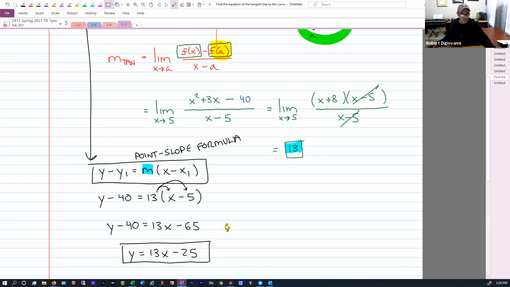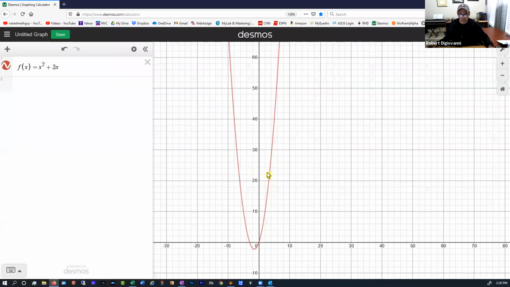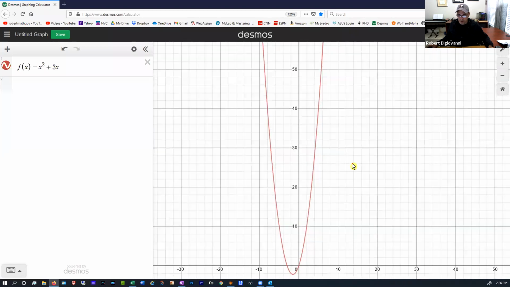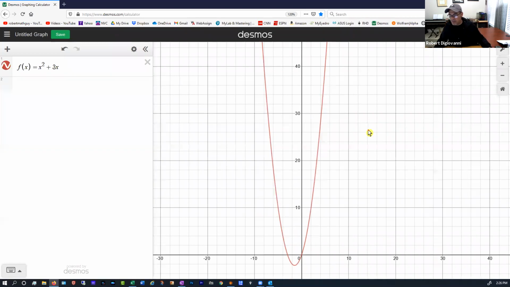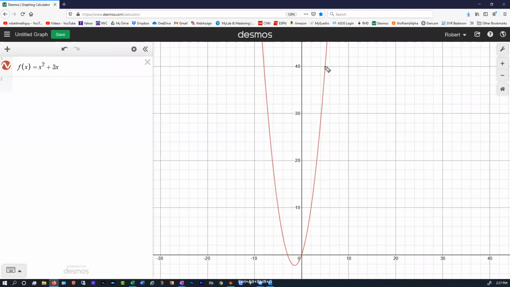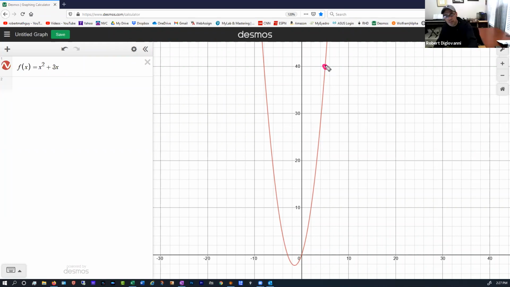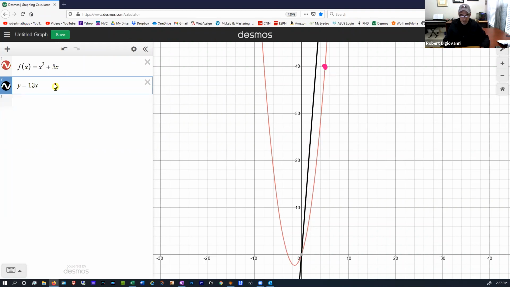Okay, let's see if we got the answer right. Maybe when I do this, you'll see it all come together. We were given this graph. Let me try and zoom in on this a little bit. We were given this graph, and we were told to find the equation of the tangent line that goes through that point. That's what we were told to do. And we just came up with an answer. The answer we came up with was y equals 13x, what was it, minus 25? Minus 25, there we go.